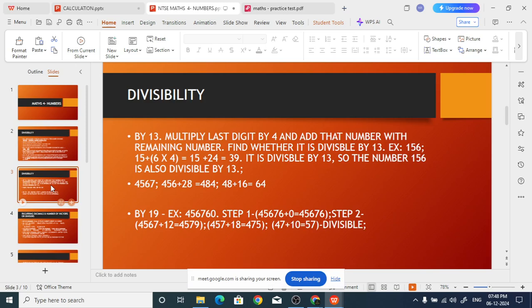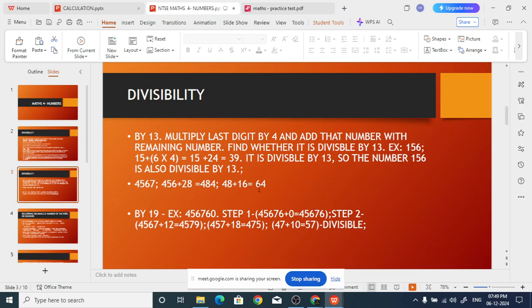Are you able to understand? Yes, sir. Okay. So try the number 4567 in the same way. 7 into 4 is 28. So add the 28 to the number 456, and 484 comes. Again, 4 into 4 is 16. You add that 16 to 48. That comes to 64. 64 is not divisible by 13.